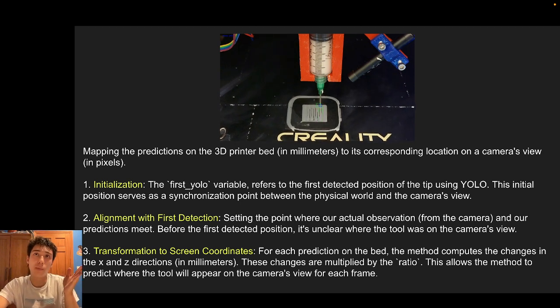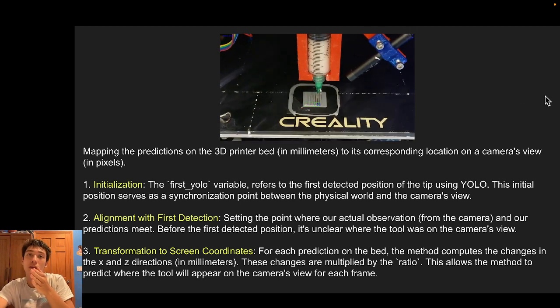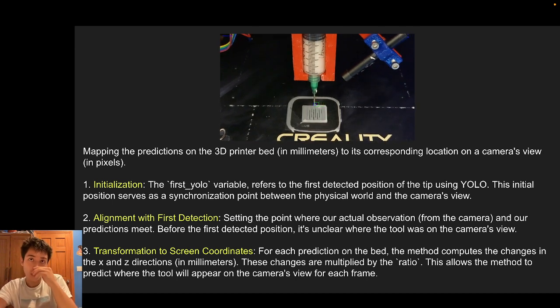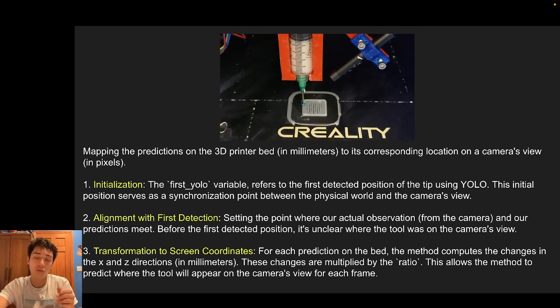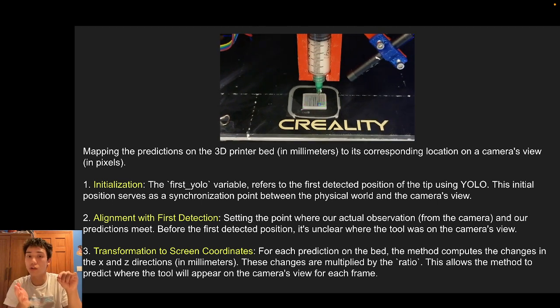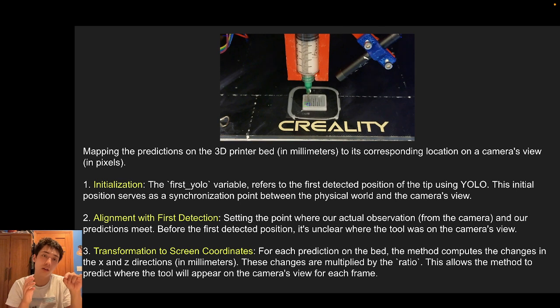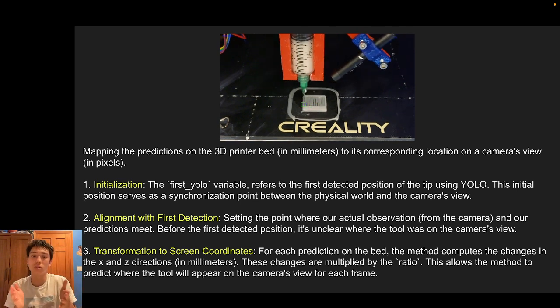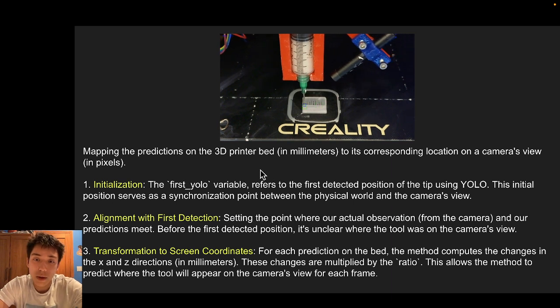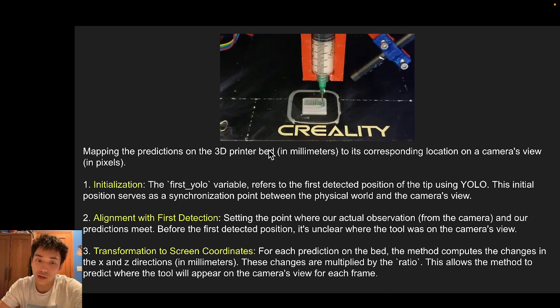Looking at bed predictions, the bed predictions say we move this many millimeters for the next frame, and this many millimeters for the next frame. All we do is use the ratio, right? We only care about the movement in the X direction, and we use the ratio to convert that movement in millimeters to movement in pixels. And yeah, we can transform all of those bed predictions into screen predictions.